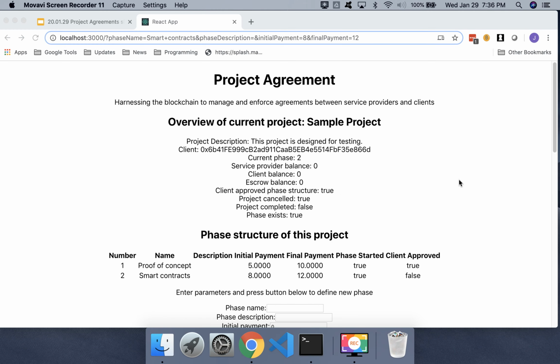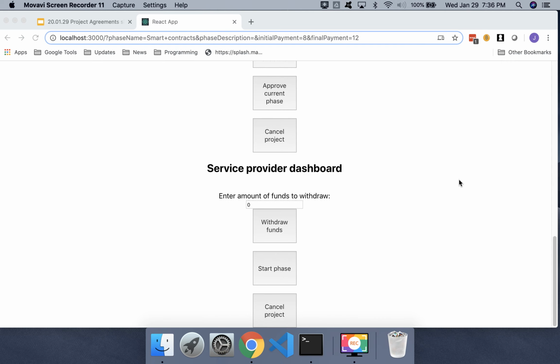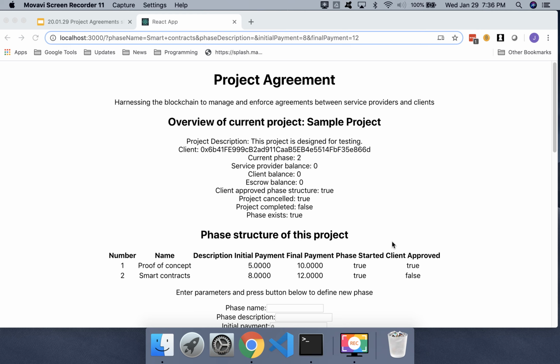By the way, this would have worked out a little differently if the service provider had been the one to cancel the project. Then the service provider would have lost the initial payment, and the entire 20 ETH would have gone to the client's account. So there's an incentive for either party not to cancel the project, but rather to cooperate as much as possible to try to complete the current phase.